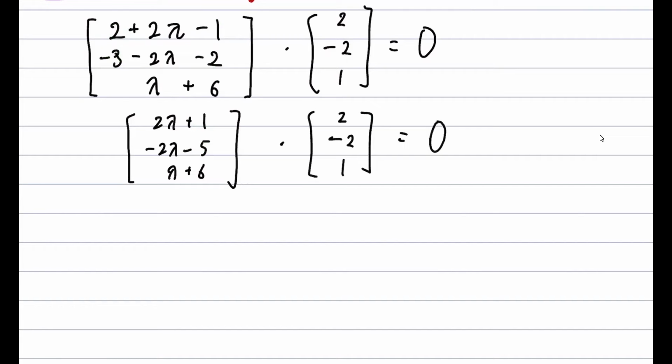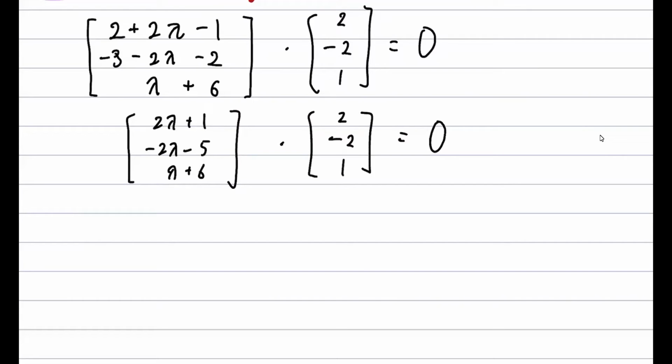Continue. So it's 4 lambda plus 2. Then continue. Yes, good. Minus 4. Wrong. 4 lambda. Okay, you know what? No. Stop. Too fast already. You are very careless with your minus sign.